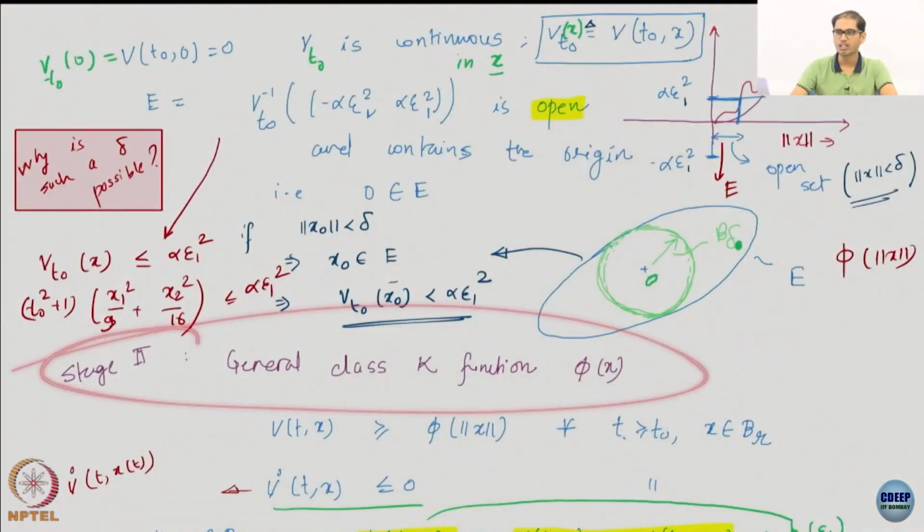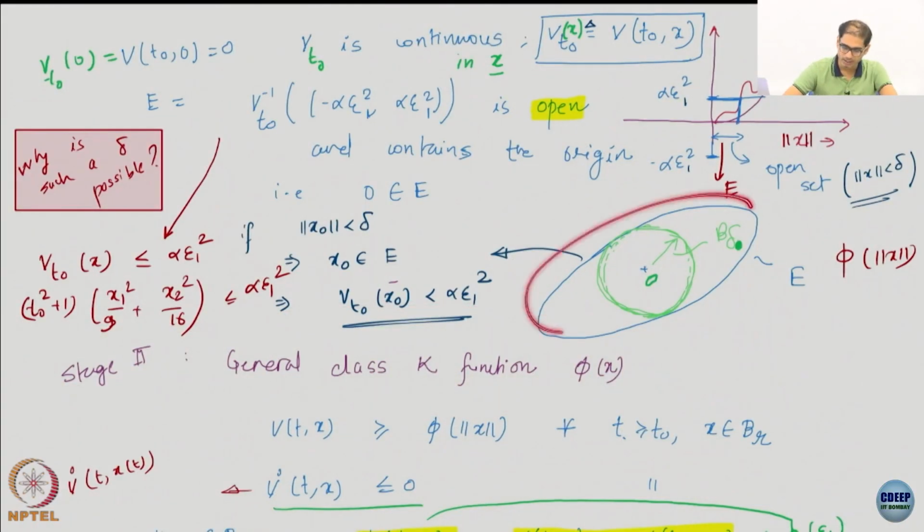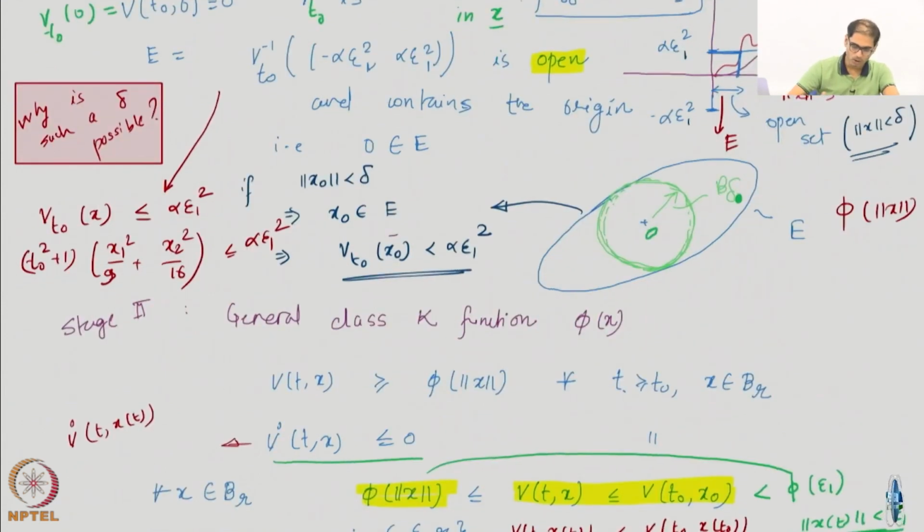Stage 2. Now we go to the general class K function. Nothing much changes, you already have this stuff, so this is going to help you anyway. But now all this alpha epsilon square cannot happen. I hope that is evident, because alpha epsilon 1 square came because I assumed alpha norm x square as my class K function. That cannot happen.